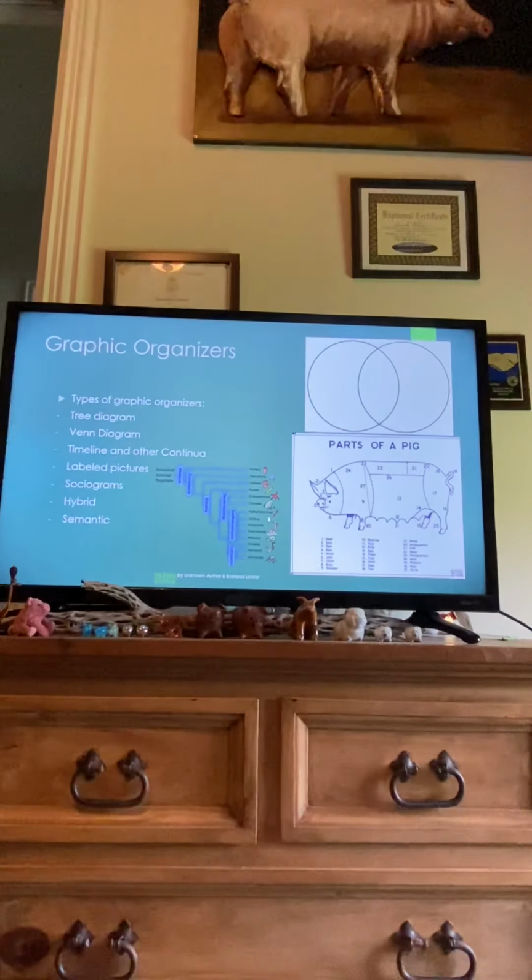Graphic organizers are a great way to show students information and make their own understanding. Lastly, a graphic organizer is excellent to use in a labeled picture, as you can see in the bottom right corner. I would want the students to be able to label the picture and understand where each part is.